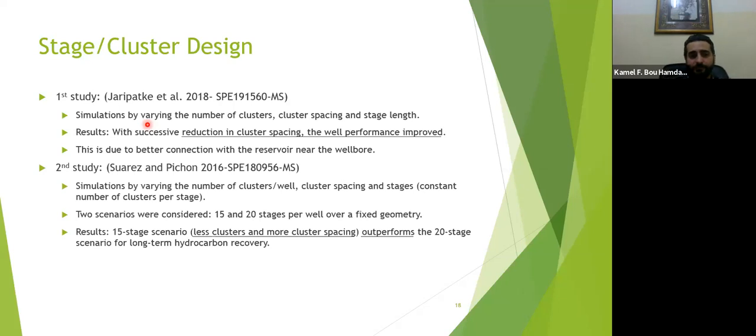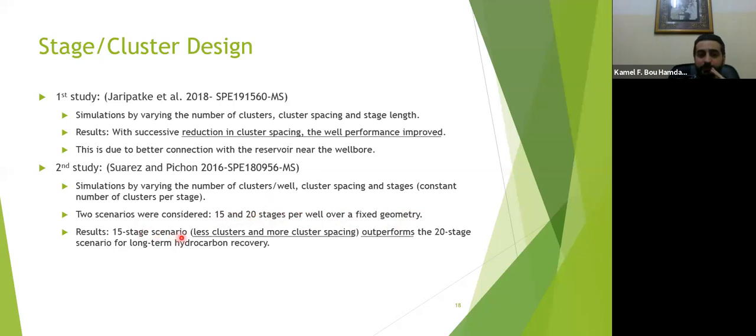Moving on to the next study, they also did several simulations. They varied the number of clusters per well. So that's per well and not per stage. They also looked at the cluster spacing and the different stages. Here they assumed that we have a fixed number of clusters per stage. The main scenarios were two, so either 15 stages or 20 stages per well. Now, since our condition is that we have constant number of clusters, this means that the 20 stage has more clusters than the 15 stage. We have also a fixed geometry.